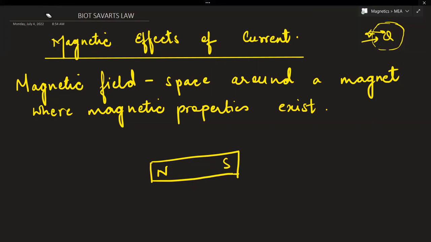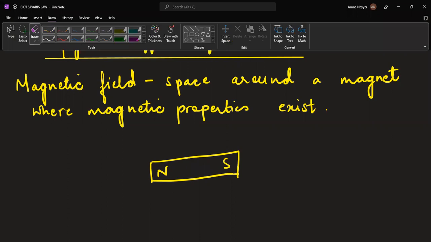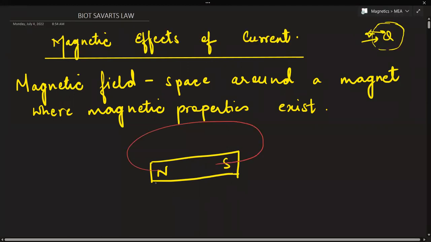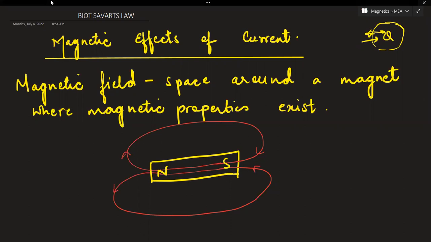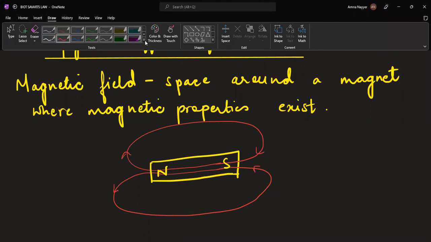Now, if this is a bar magnet, it will be exerting a certain field. There will be a magnetic field around it, which will begin from the north pole and get completed, forming a complete closed loop. The properties we'll see later, don't worry about the properties. It begins from the north pole and terminates at the south pole. This is your concept of magnetic field.